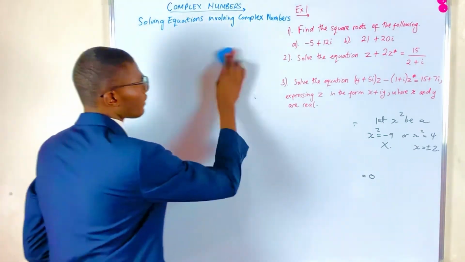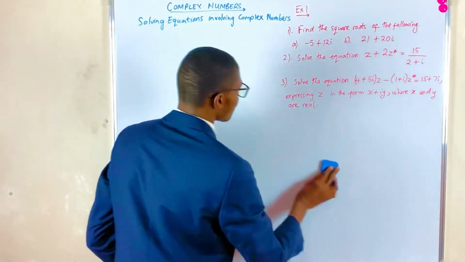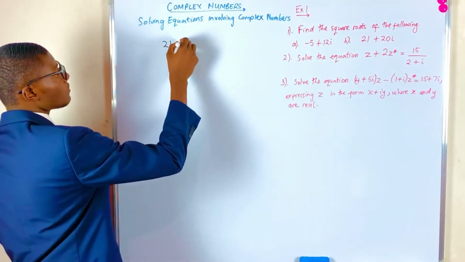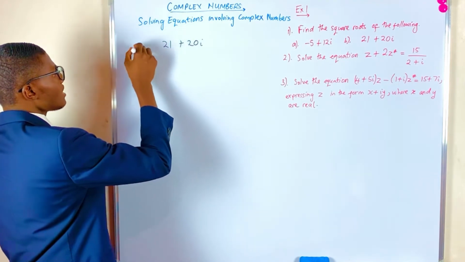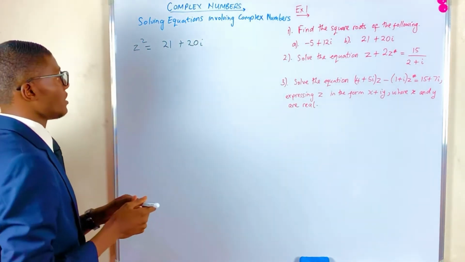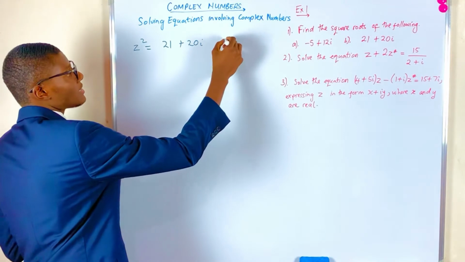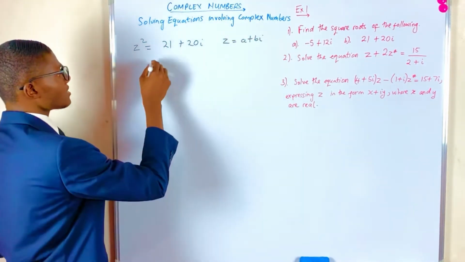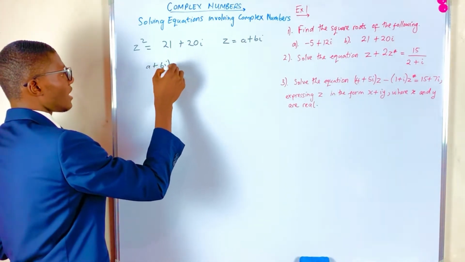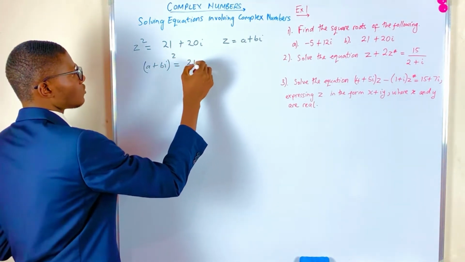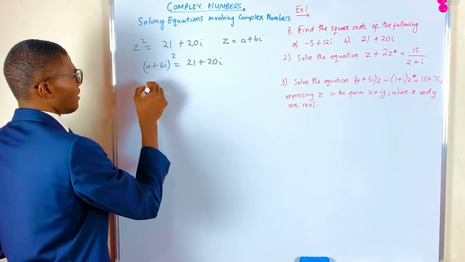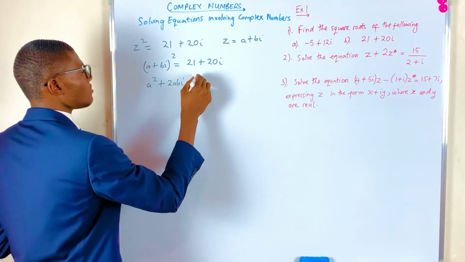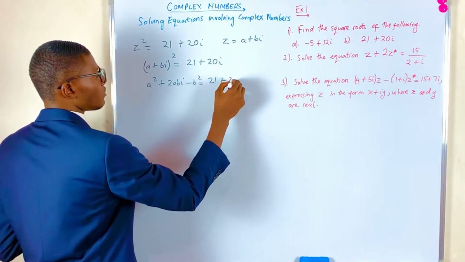Okay, so part B is basically the same thing, same application. Part B, we've got 21 plus 20i. So we're saying z squared is equal to 21 plus 20i. And we're saying let z be, now this time around, let's say a plus bi, such that (a plus bi) squared is equal to 21 plus 20i. Then a squared plus 2abi minus b squared is equal to 21 plus 20i.